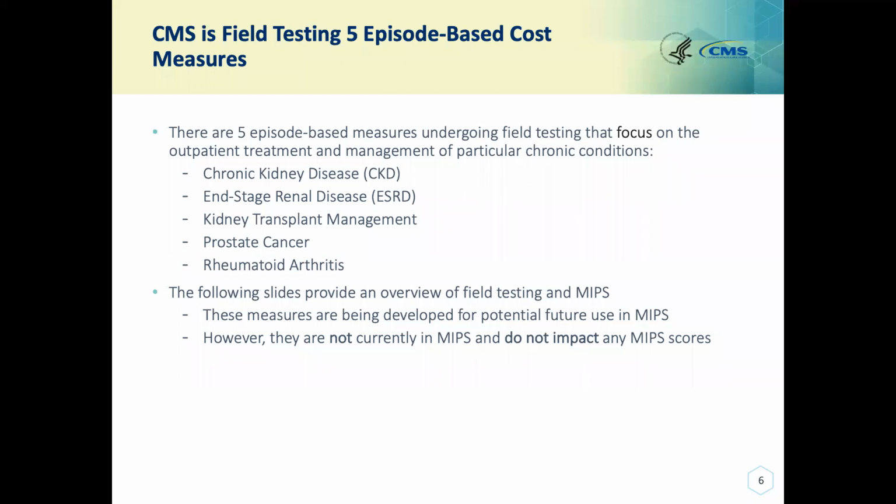The next 3 measures listed here, kidney transplant management, prostate cancer, and rheumatoid arthritis, began development last year in Wave 5. All 5 measures assess the outpatient treatment and management for specific conditions, often over a long period of time, and they are now fully drafted and undergoing field testing. I just want to stress that these measures are still in the development and testing stage, and they are not currently in MIPS, and they do not have any impact on MIPS scores. After the development process wraps up later this year, CMS may consider these measures for future use in MIPS as part of the cost performance category. Next slide, please.